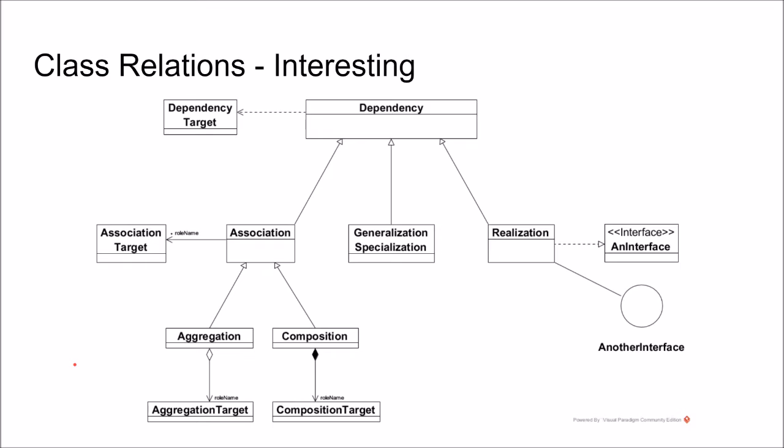The relationships between classes and interfaces are of much more interest when we are doing design. Basically, there are four types of relations we can have between classes and interfaces. The most generic one is the dependency. A little bit more specialized is the association. We have also the generalization specialization relation and the realization relation. We have two special types of association that we are going to talk about also, the aggregation and the composition.